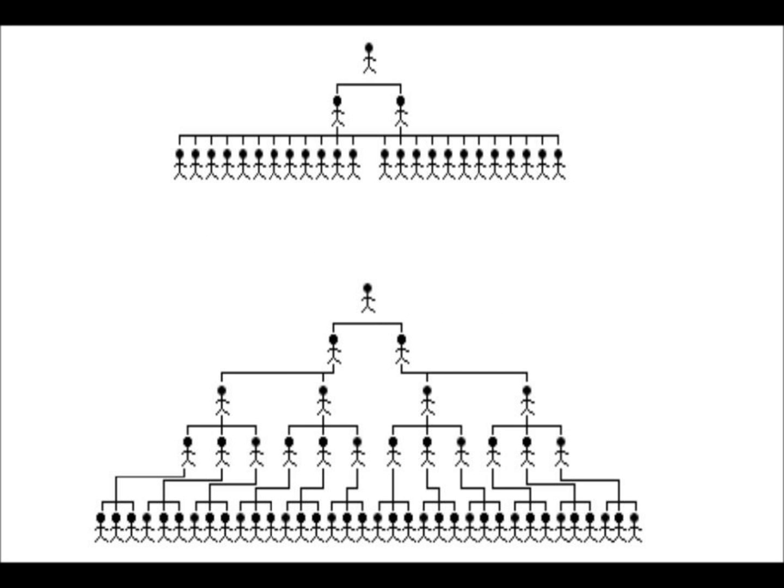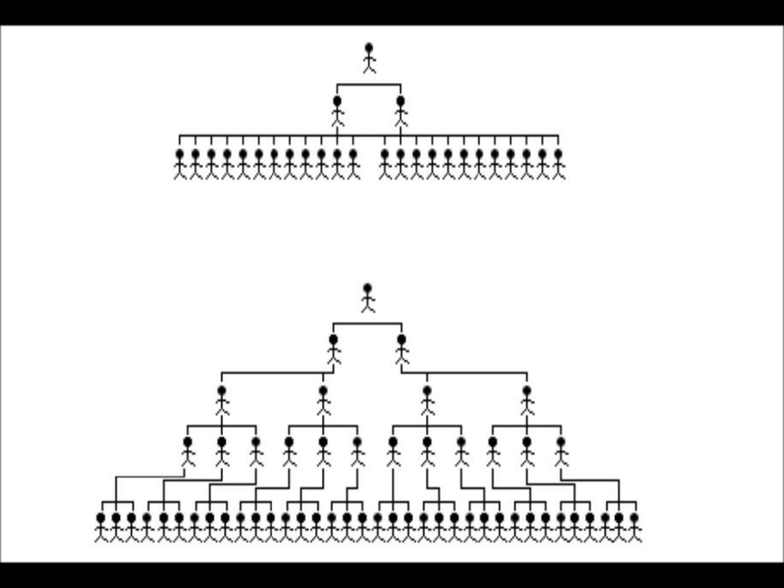In this slide, there is an example of a flat organization and a tall organization. The top organizational chart shows that there are 3 layers in the chain of command. The director's span of control is 2 managers. Each manager has a span of control of 12 workers.